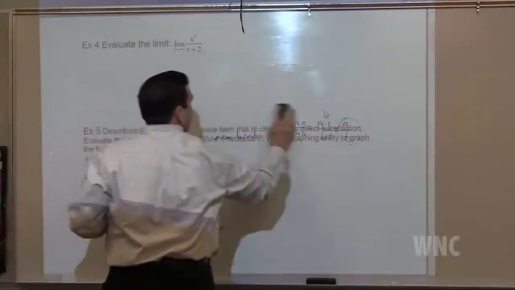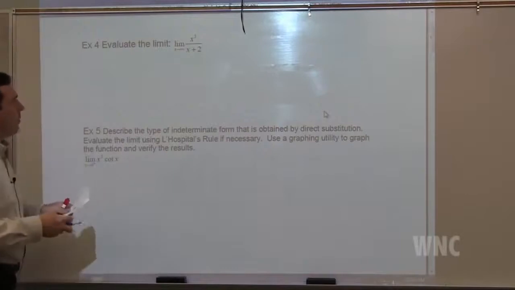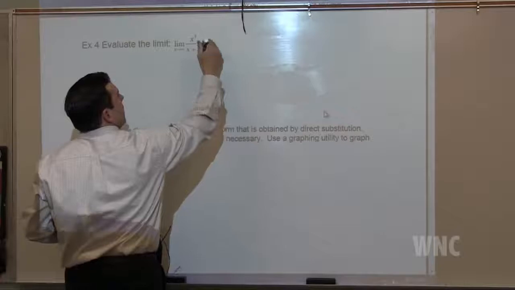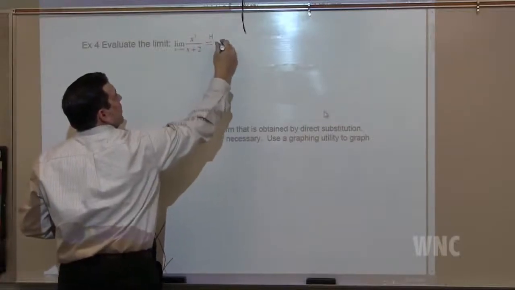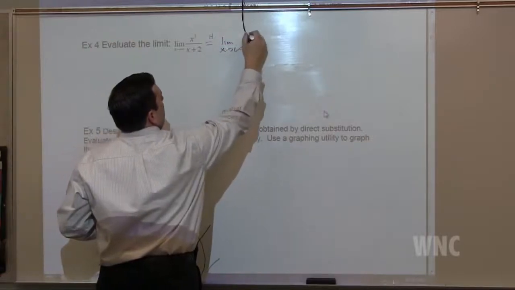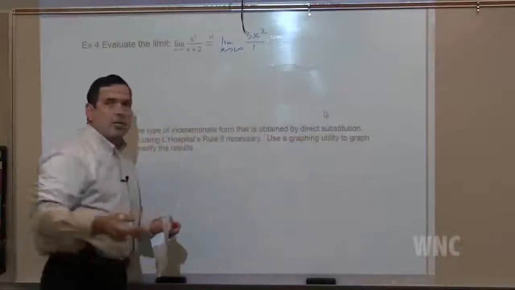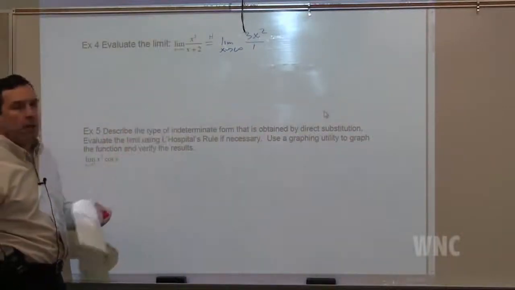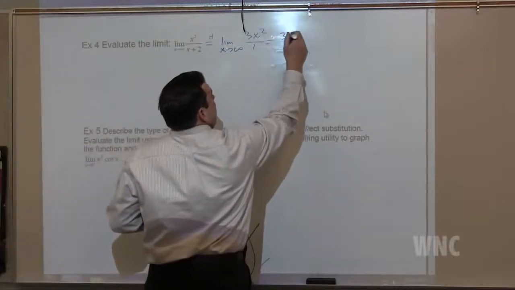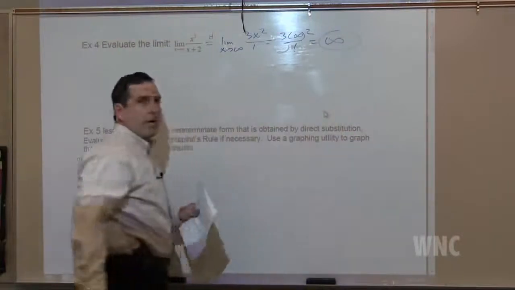Okay, example 4. Limit as x goes to infinity of x cubed over x plus 2. So right now we have infinity over infinity. If we apply L'Hopital's rule, we'll have the limit as x approaches infinity of 3x squared over 1. So now it's not indeterminate anymore, because if you put infinity in there, you're not going to have infinity over infinity. You have 3 times infinity squared over 1, which is just infinity. So that is the final result.